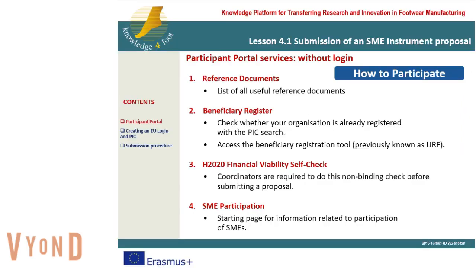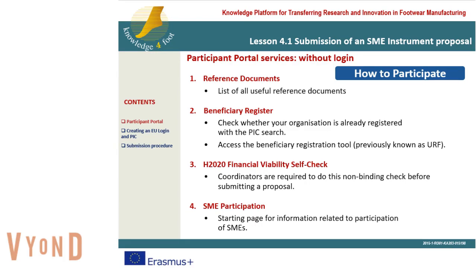From the How to Participate tab, you can access Participant Portal services without login. Reference documents, list of all useful reference documents, beneficiary register. Check whether your organization is already registered with the PIC search. Access the beneficiary registration tool, previously known as URF. H2020 Financial Viability Self-Check. Coordinators are required to do this non-binding check before submitting a proposal. SME Participation. Starting page for information related to participation of SMEs.